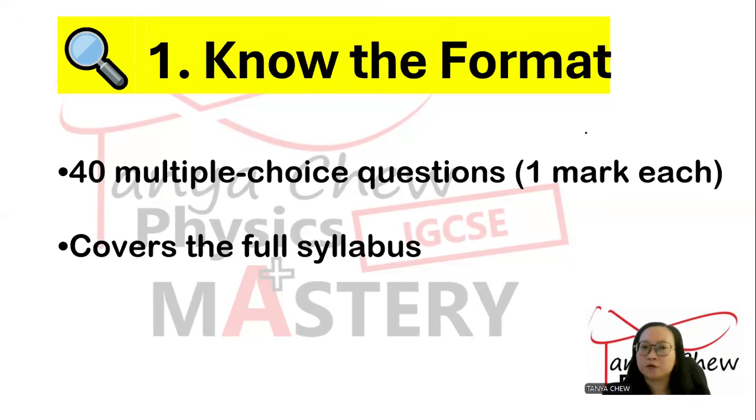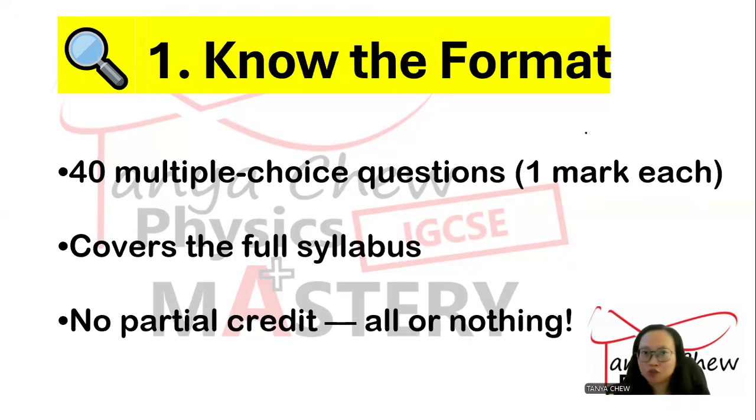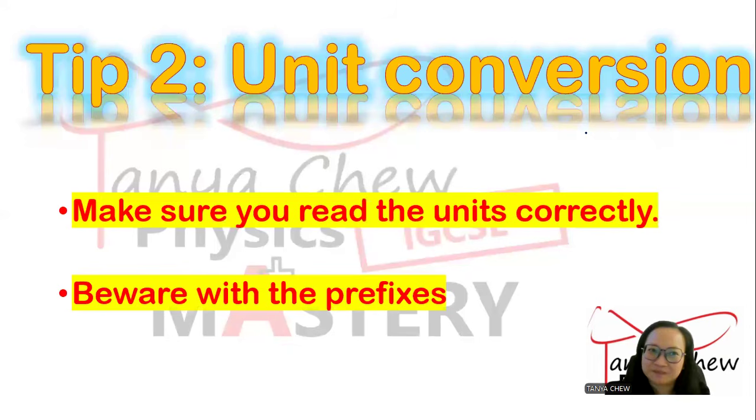It covers the full syllabus from your year 10 to year 11 syllabus, and there is no partial credit, right? Either you get full marks or you get nothing. If you get a wrong answer, you get 0 marks. If you get the correct answer, you get full marks. That's all.